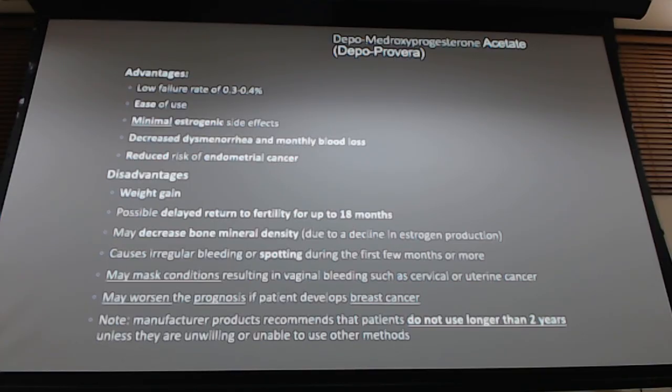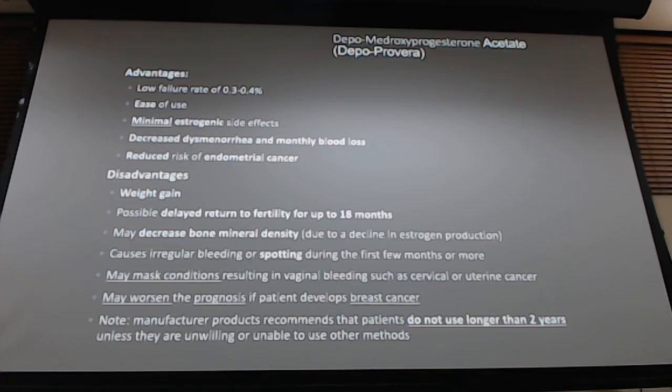Looking at our advantages: low failure rate, because they have to come in and get that injection, and the medication is working in the background without them having to do anything. You don't have a whole bunch of estrogen side effects. It's a great option for those patients who are sensitive to estrogen. Over time, you can see that I'm having lighter periods and not bleeding as heavily.